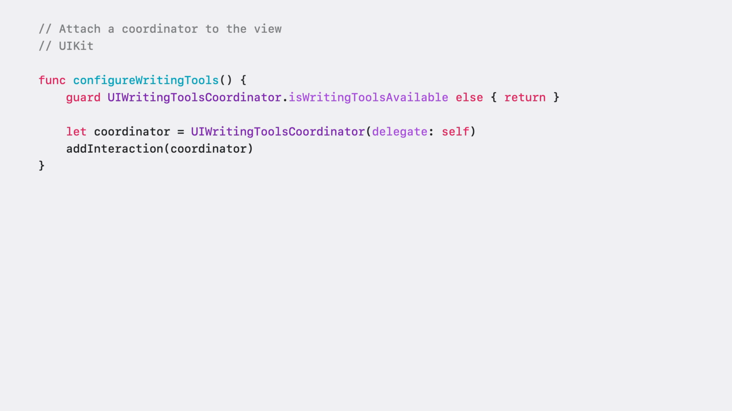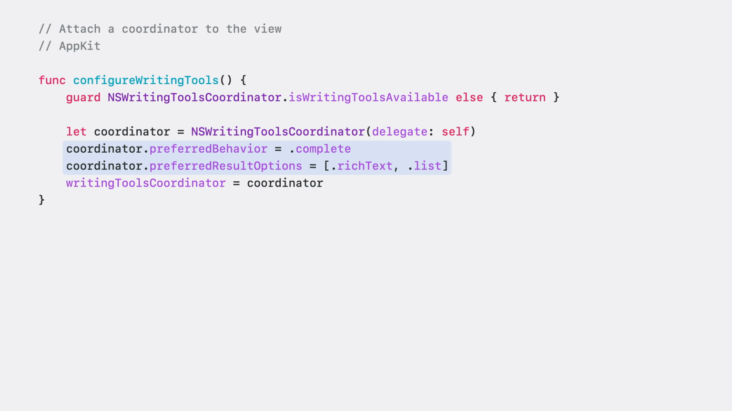Now let's talk about each of those steps in more detail. The first thing to do is to create a coordinator and attach it to a view. WritingTools coordinator is a UI interaction in UIKit, and you attach it to your UIView, just like other UIInteractions. In AppKit, it's an instance property on NSView. Once you have a coordinator, you can set your preferred WritingTools behavior and result options.